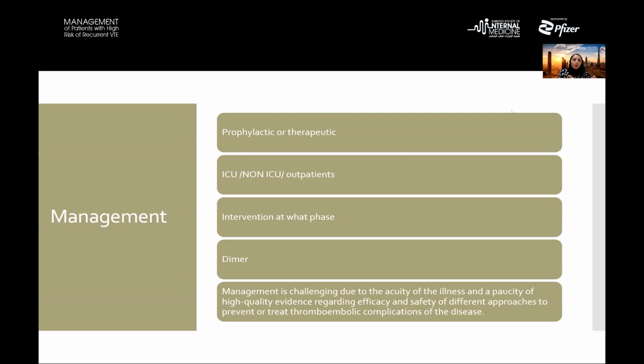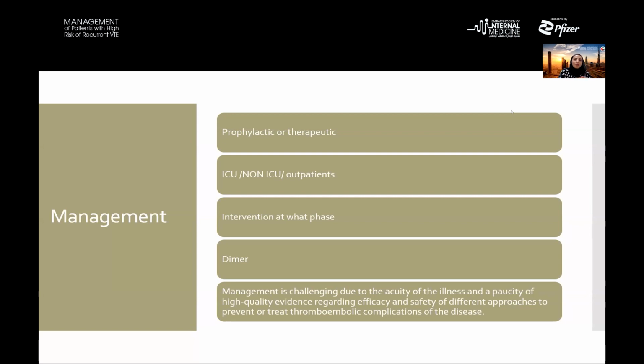There were many trials talking about ICU patients, non-ICU patients, and outpatients. Most of the hematologists and experts in thrombosis are in the American Society of Hematology, the American Heart Association, the American College of Cardiology, and the European Society of Cardiology. The problem is there is a discrepancy between the US and Europe. They have different thoughts, different approaches. I'll just show you a few studies which have been published regarding this.